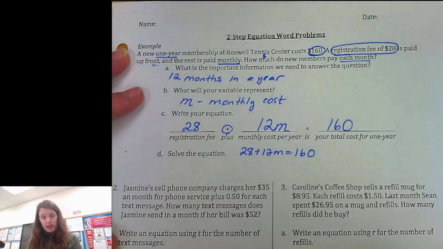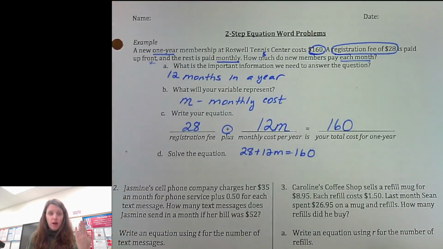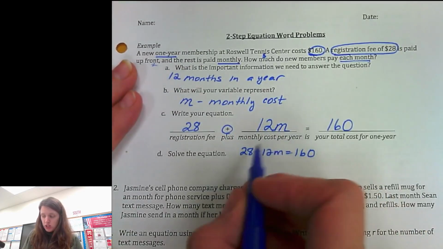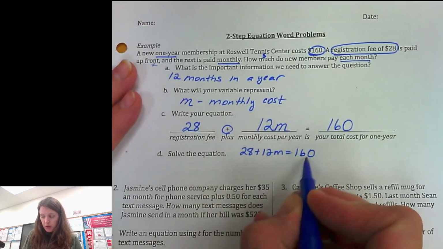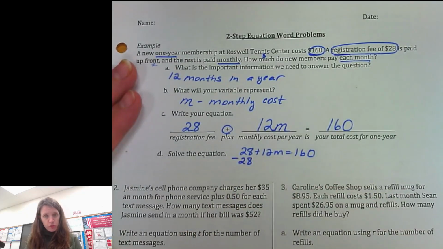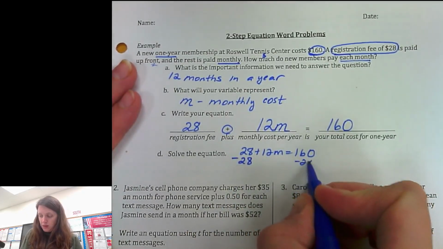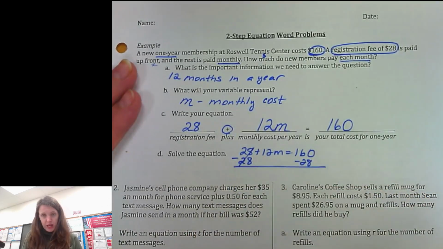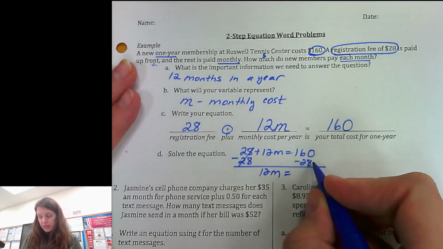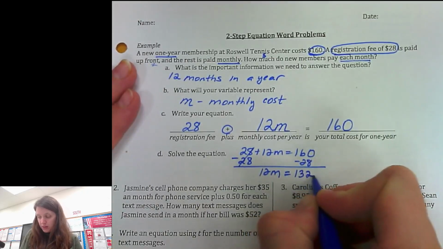If I finished my previous lesson, I should know that this is just a simple two-step equation. So I need to solve it by getting this number over here with the 160. It's a positive 28, so I'm going to subtract 28. When I do that, these 28s cancel. I get 12m is equal to 160 minus 28, which should be 132.